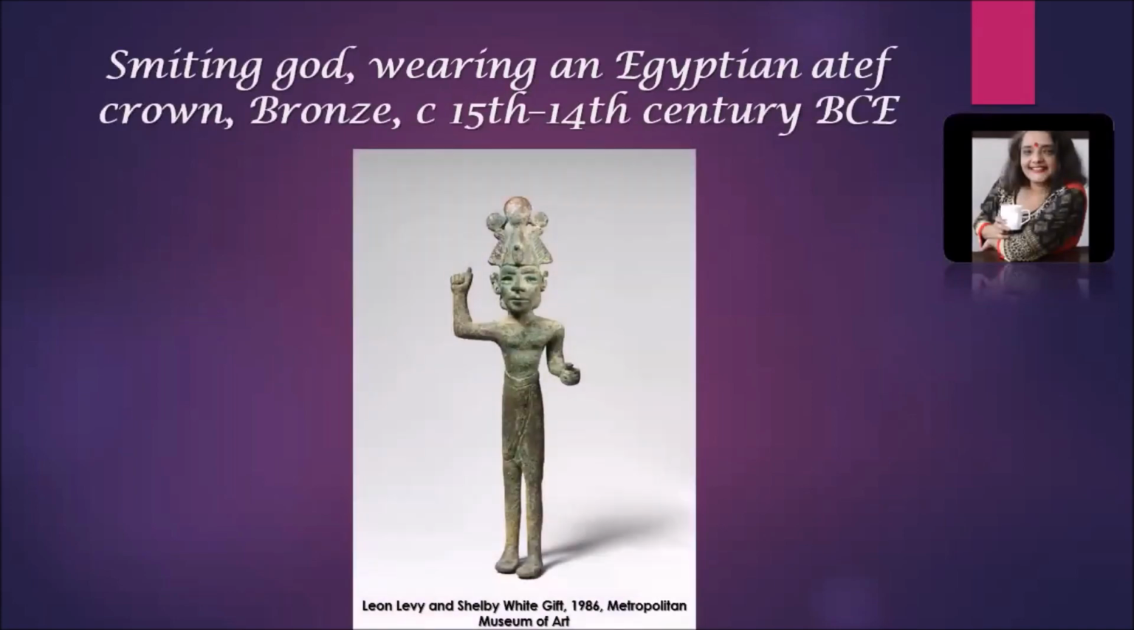Now Canaanite deities were also carved with Egyptian influences, and this is a smiting god from Canaan, and he is wearing a crown which is carved in the Egyptian style. This is another influence of Egyptian art style on the Canaanite art, and this is made in bronze. So this is an example of bronze carving by the Canaanite artisans.